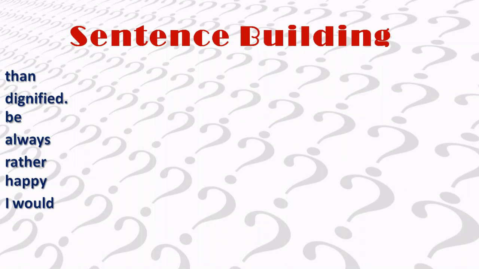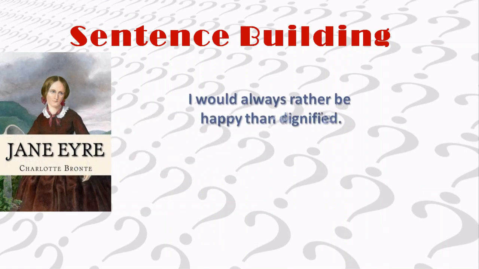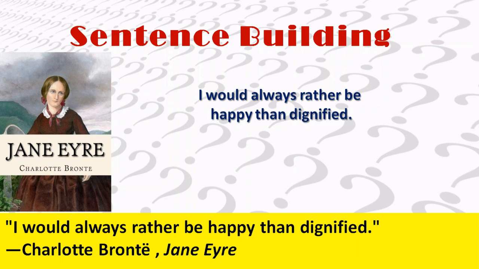Let's try another one. Have a look at these words on the left. Press the pause button. Try and work out what the sentence should be, and then press go. This comes from a book called Jane Eyre by a writer called Charlotte Bronte. I would always rather be happy than dignified. Hopefully, that is what you managed to write down.